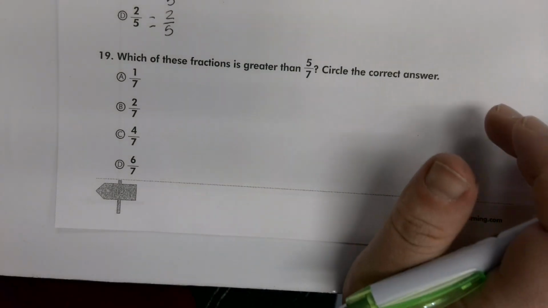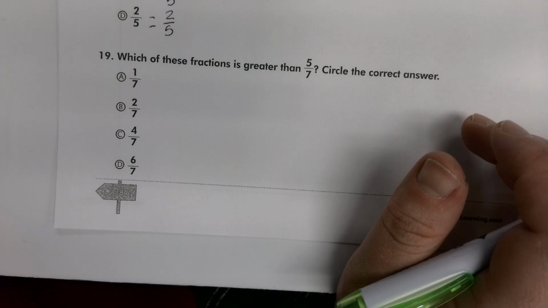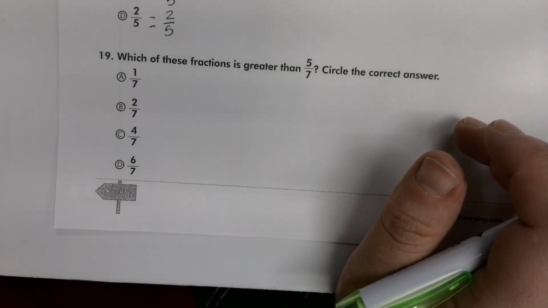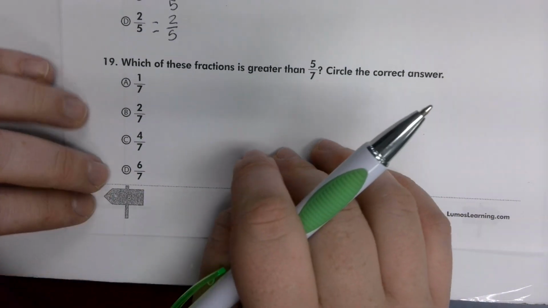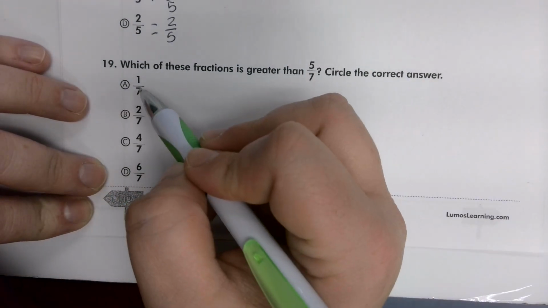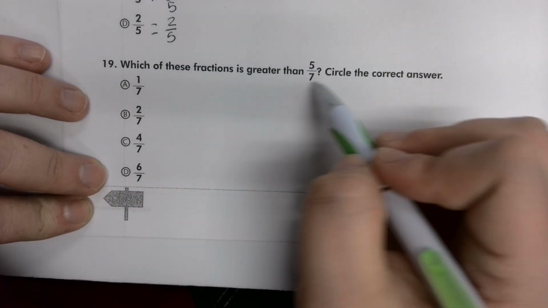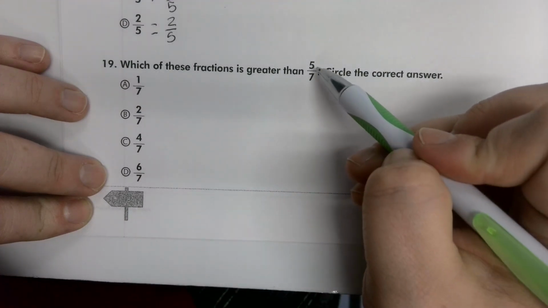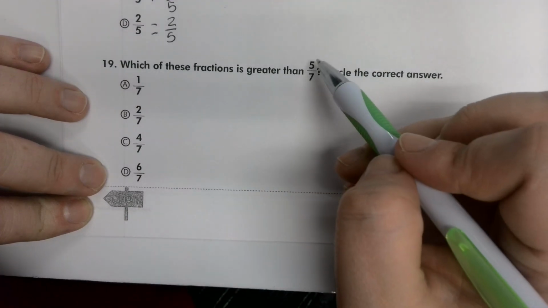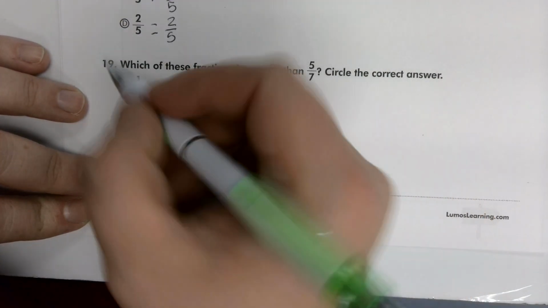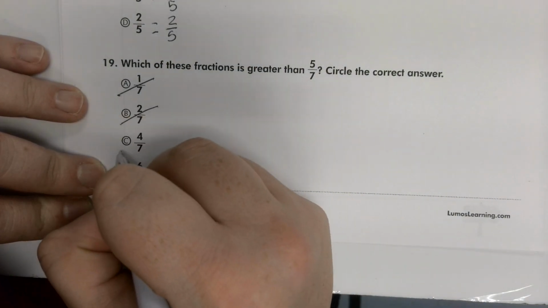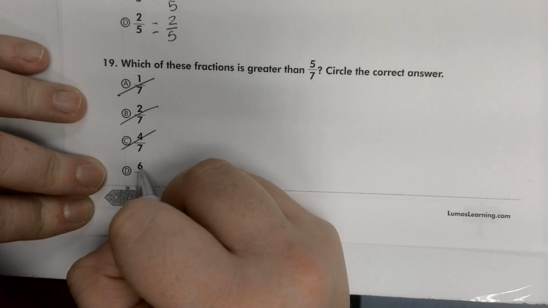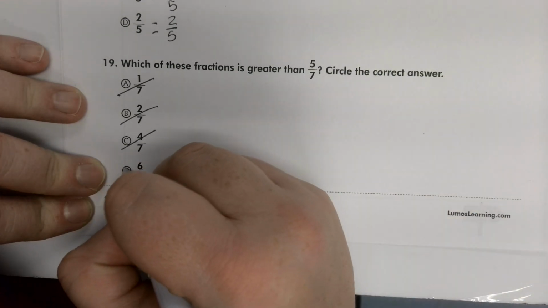Which of these is greater than 5/7? Select the correct answer. It does not say that there are more than one answer. It does not have that select all, so we're only going to be looking for one answer. Numerators are different, but all of the denominators are 7, so we look for the number in the numerator spot that is larger than 5. 1/7, smaller. 2/7, smaller. 4/7, smaller. But 6 is greater than 5, so 6/7 would be greater.